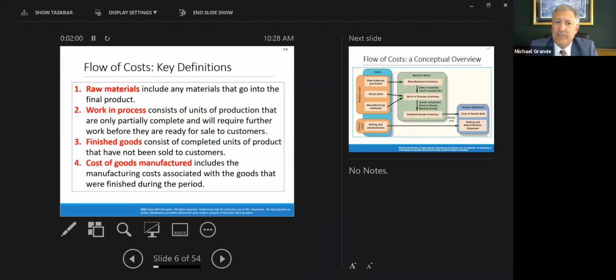So these are 4 very important aspects. The first 3 are inventory. The last one is an expense. Raw materials include any materials that go into the product. So the easy way to remember raw materials is that these are the materials that go into our product, but more importantly, they are untouched. They haven't been started yet.